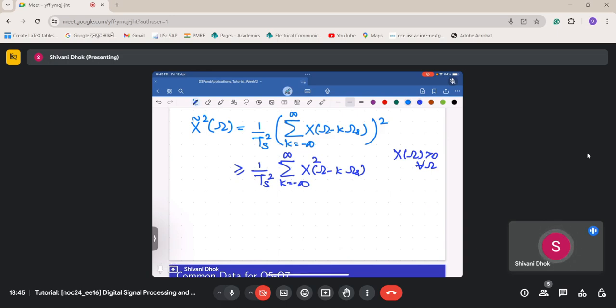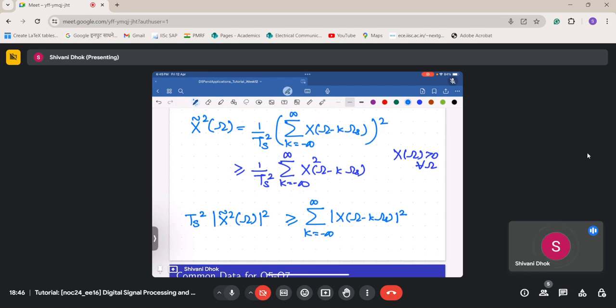So I can take this 1 by Ts square on the other side. So I'll have Ts square into, now since these are positive quantities, I can just simply do this also, is greater than or equal to summation k running from minus infinity to infinity magnitude of x of omega minus k times omega s squared. So this relation we are having.